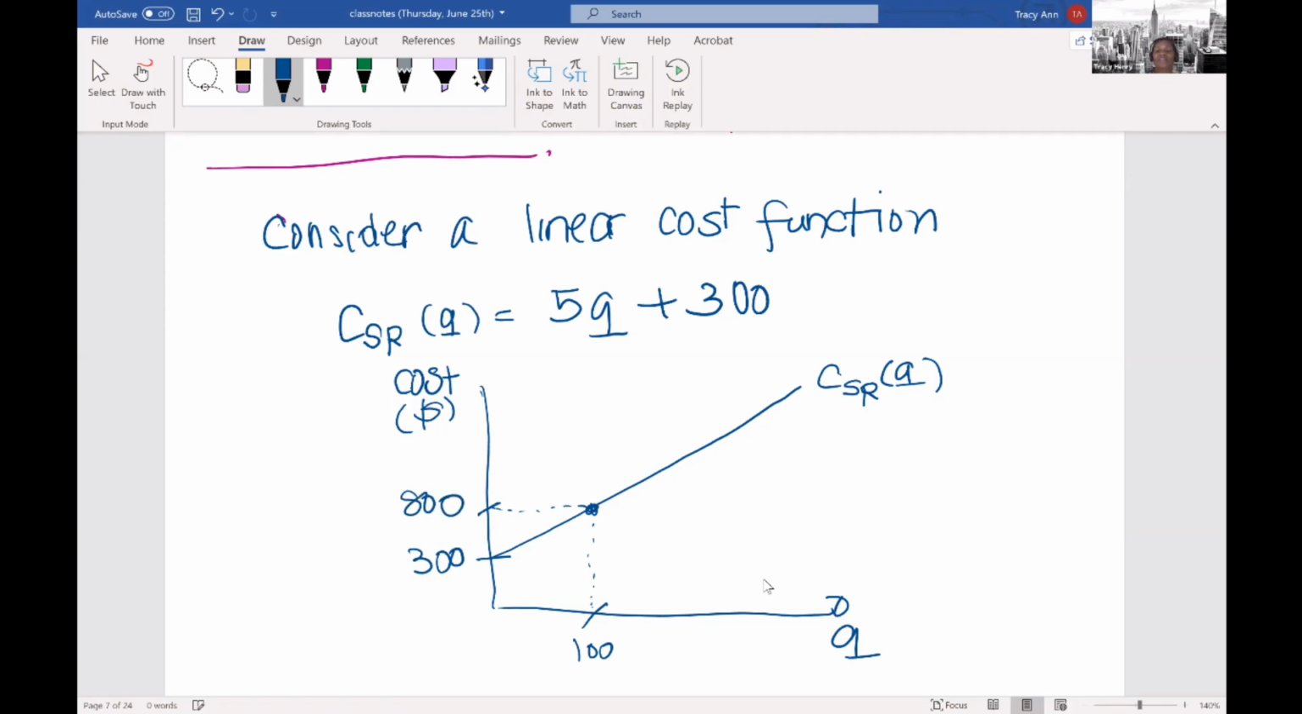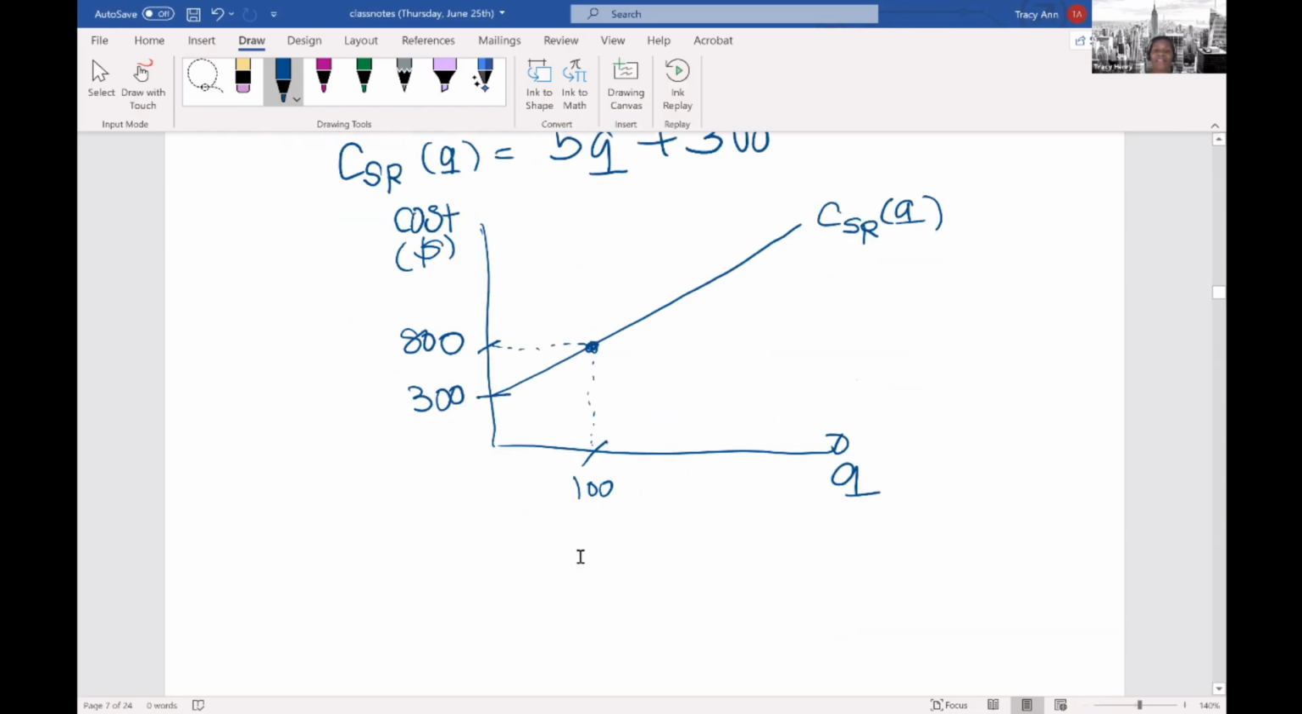And so this is what it would look like if it was a linear cost function. Similarly, using that linear cost function, and my linear cost function is 5q plus 300, I can determine my average variable cost. My average variable cost is going to be equal to my variable cost divided by quantity, which is equal to 5q divided by quantity, which is equal to 5.